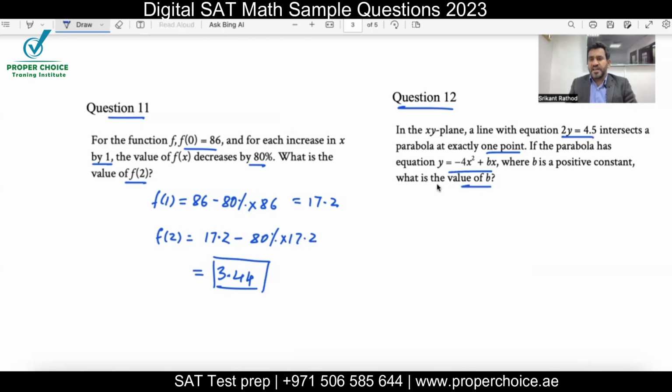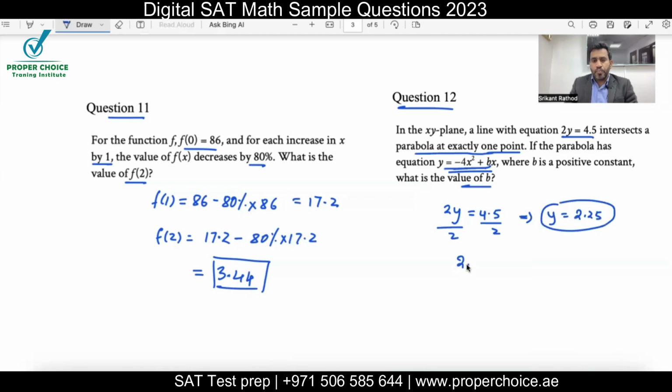As they have given us the hint, the line and parabola intersect at exactly 1 point. So I should make use of this, but before that, let's rearrange it. This is the equation of the line: 2y = 4.5. Now let's solve for y. Divide by 2. That gives us the value of y, which is 2.25.